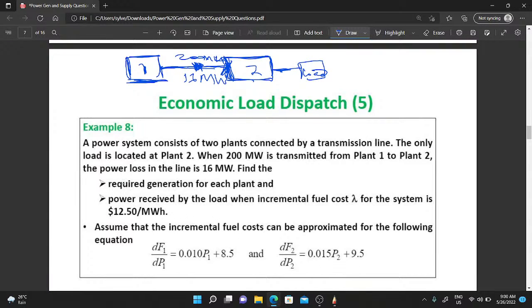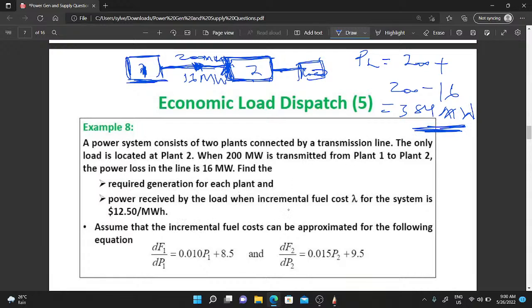Now the next is to find the power received by the load. We know that this will generate 200, right? 16 will get lost. This will generate 200 too, but this one must be transmitted, it just supplies to the load. So then the power the load will get will be 200 plus 200 minus 16. That will give us 384 megawatts. So this is the power that the load will get. This is the power received by the load.